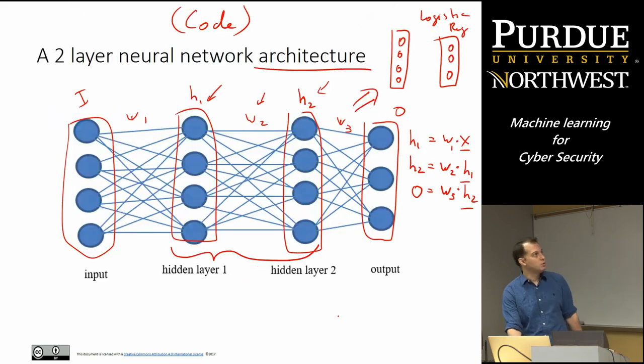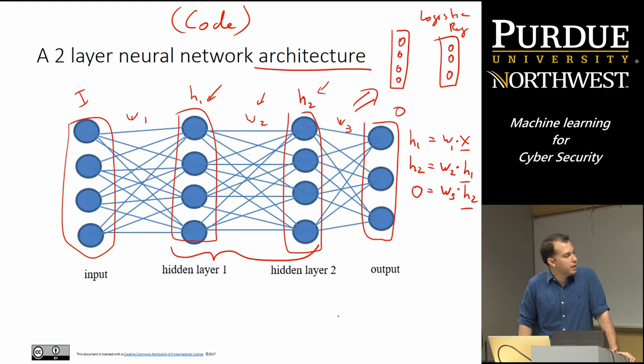So this is a 2-layer neural network, right? You can see there you have your input, your hidden layer 1, hidden layer 2, and the output. Notice here, this is how in the code we will capture this architecture. So this is very important.